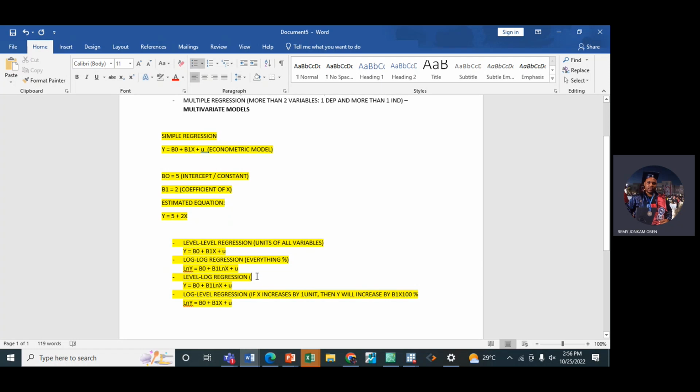For level-log, y is level, x is log. So what you say is that if x increases by 1, here is log, so we'll use percentage, not unit, by 1%, y will increase by this figure here, beta 1, but you have to divide by 100, beta 1, and since it's level here, you use a unit, not percent.